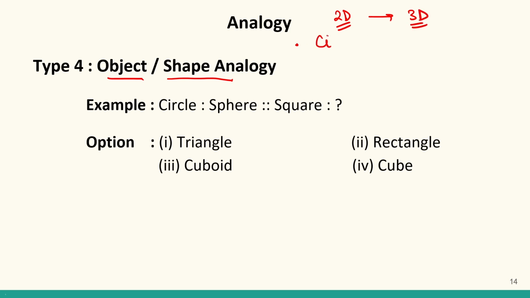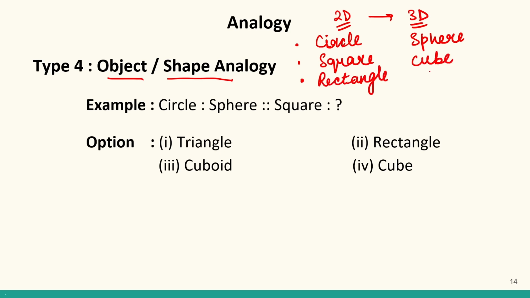That means for circle, which is a 2D image, the corresponding 3D image will be sphere. Similarly, for square, which is a 2D image, the corresponding 3D image will be cube. For rectangle, which is a 2D image, the corresponding 3D image will be cuboid, right? And for triangle, which is a 2D image, the corresponding 3D image can be called either a prism or a pyramid. So this is the first concept that you should remember.